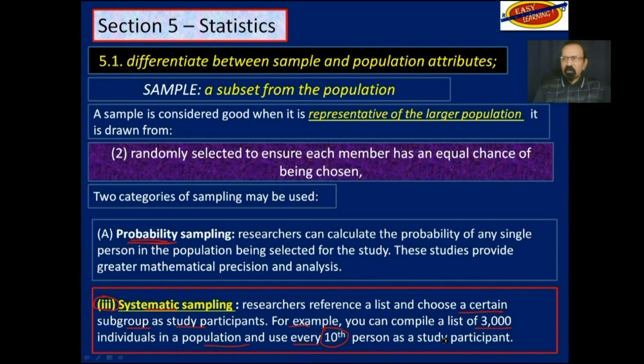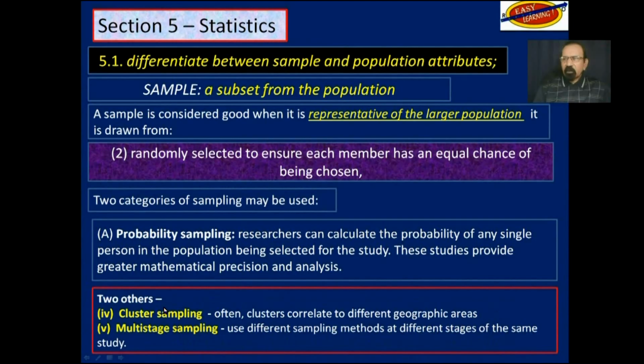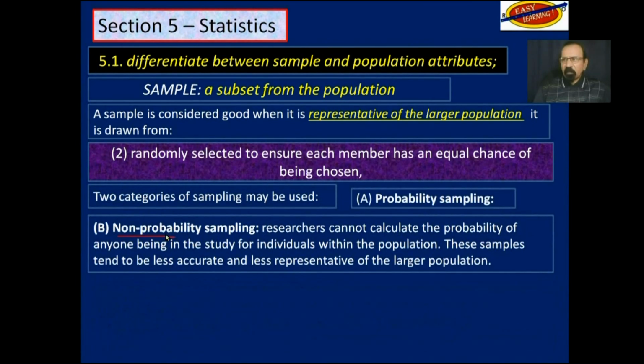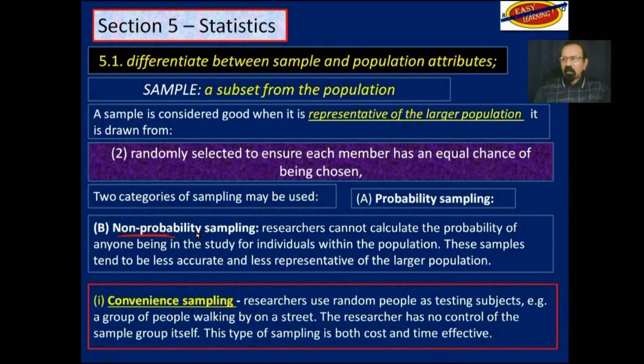So we looked at three methods of probability sampling. There are two others which we will not spend much time on, just to let you know that there are two others: cluster sampling and multi-stage sampling. So let's move from probability sampling to non-probability sampling. One is convenience sampling. Researchers choose random people as testing subjects. Example, a group of people walking by on a street. The researcher has no control of the sample group itself.